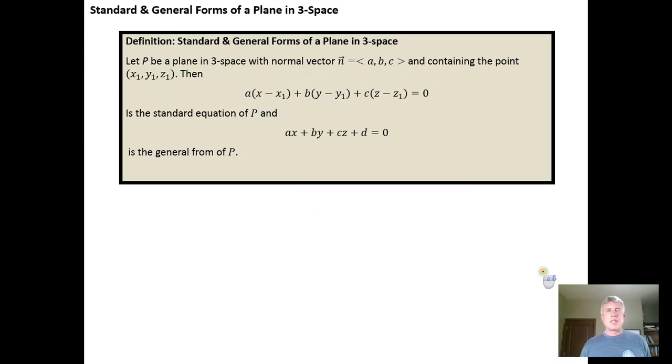So the next slide just summarizes the results. We get the standard equation given by this, and really what we want to do is recognize this is just a dot product of perpendicular vectors equaling 0. And then distribution allows us to regroup the terms that have x sub 1, y sub 1, z sub 1, and we name it d to get the general form of the equation of a plane. So these are the two most common equations of a plane that you'll see.